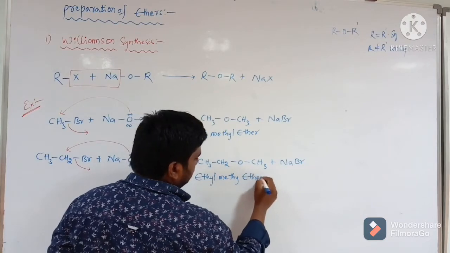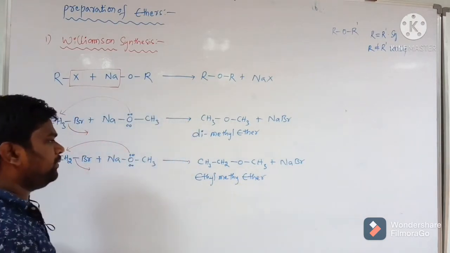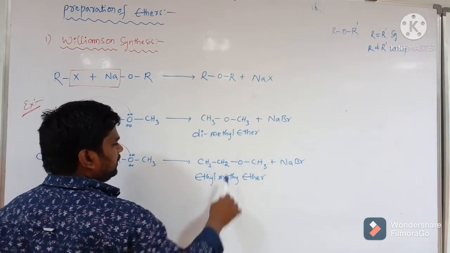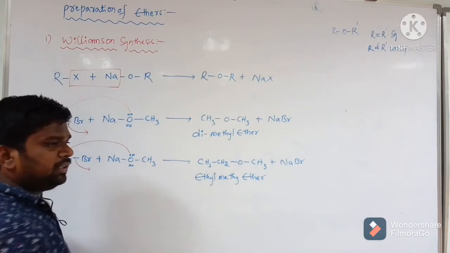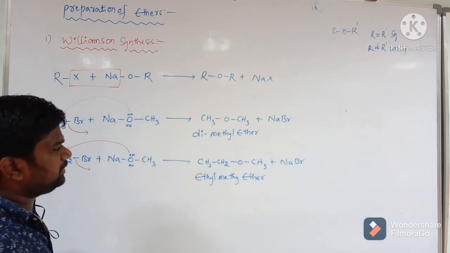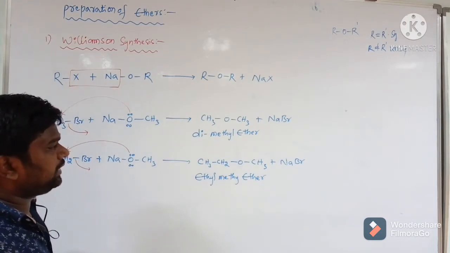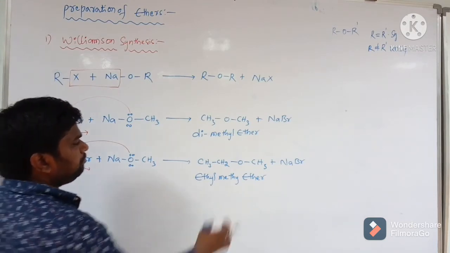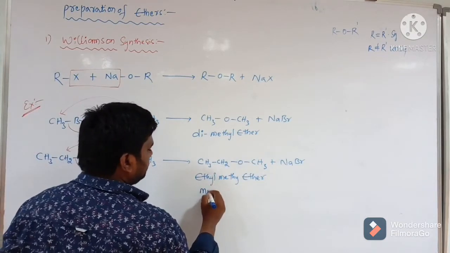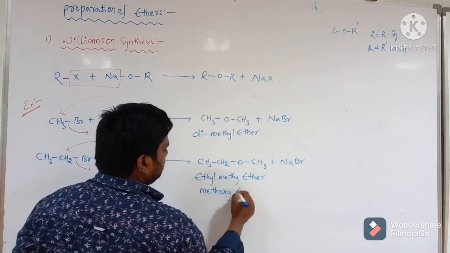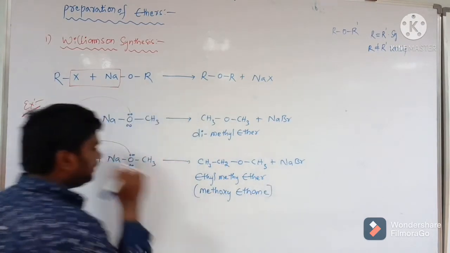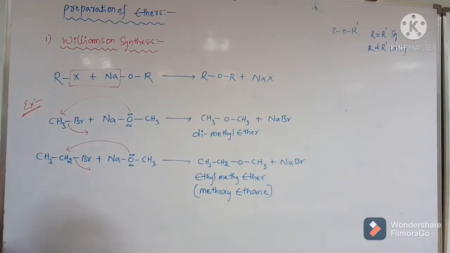And from the IUPAC point of view, it is ethoxymethane or methoxyethane. Which one do we choose? Alkoxy alkane: as per that, the alkoxy group with the lowest carbon number is taken. So we take methoxyethane. So this is the IUPAC nomenclature. This is the preparation of symmetrical and unsymmetrical ethers by the Williamson synthesis.